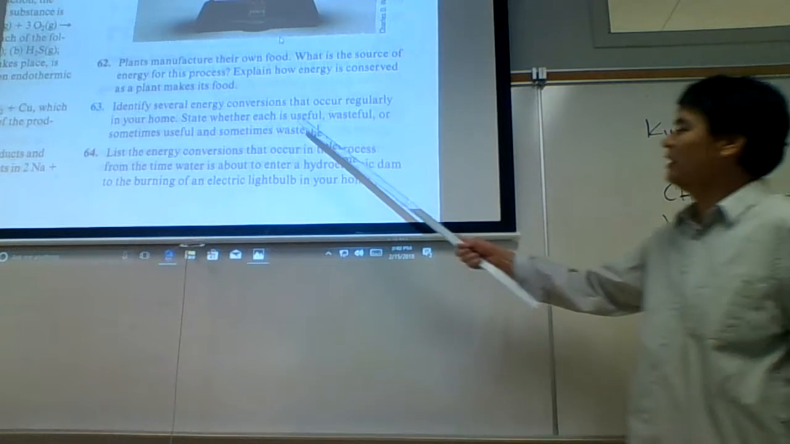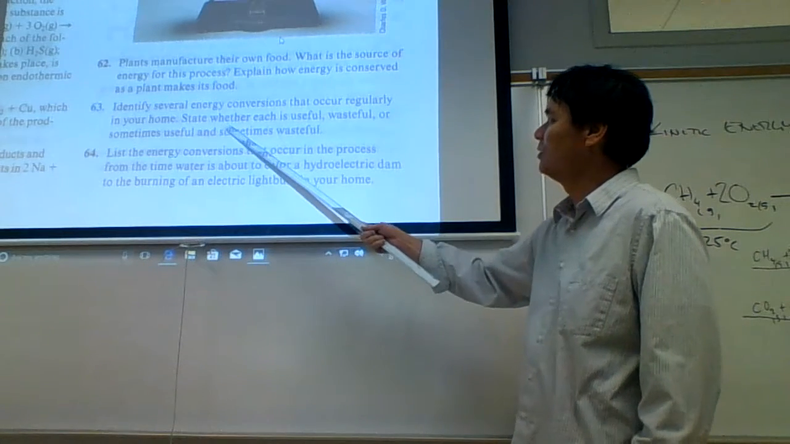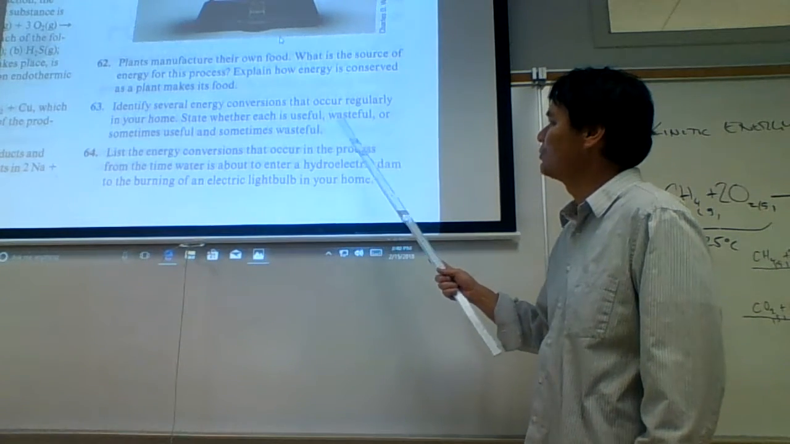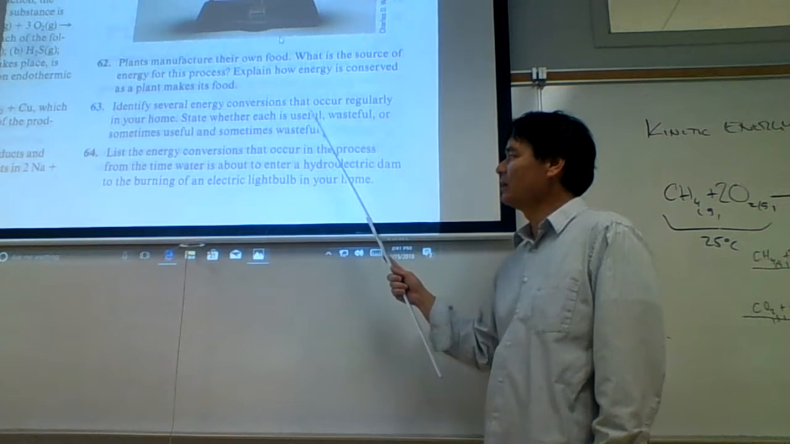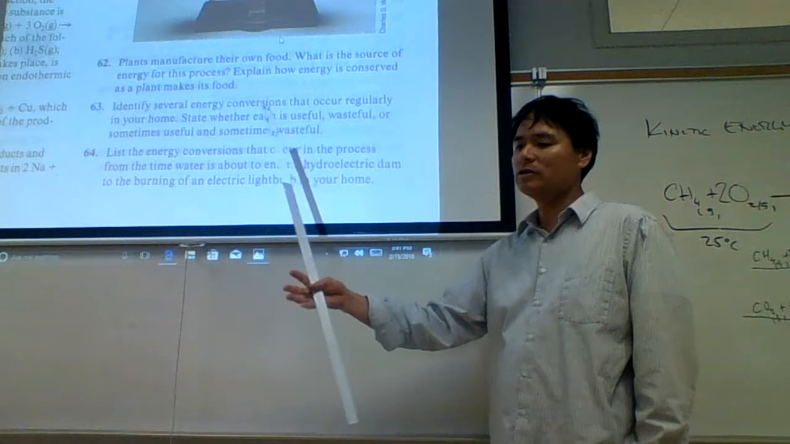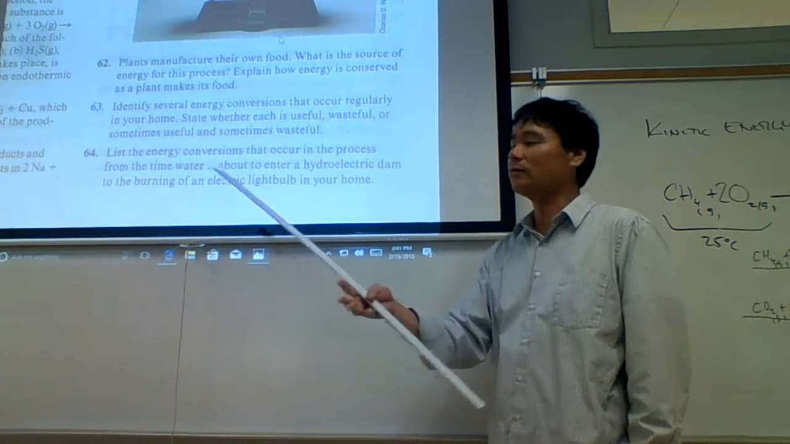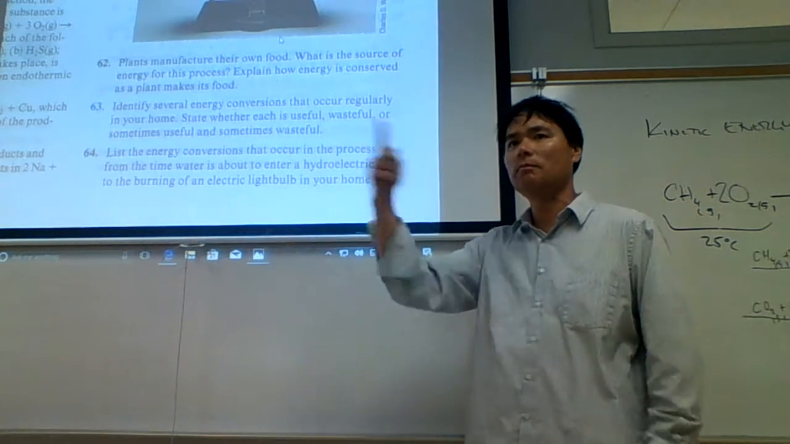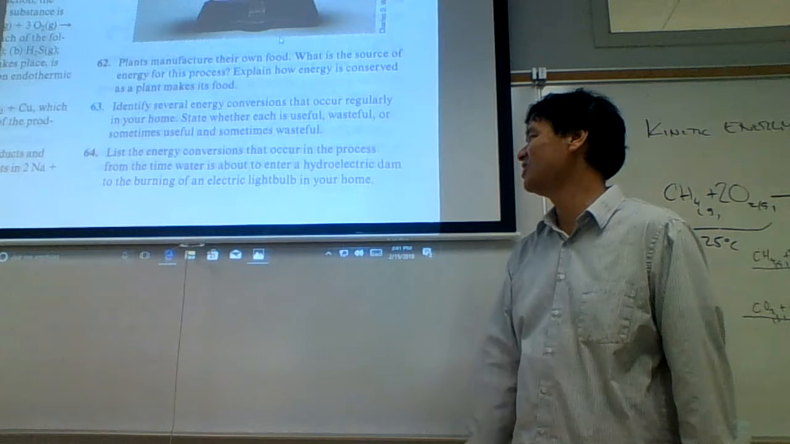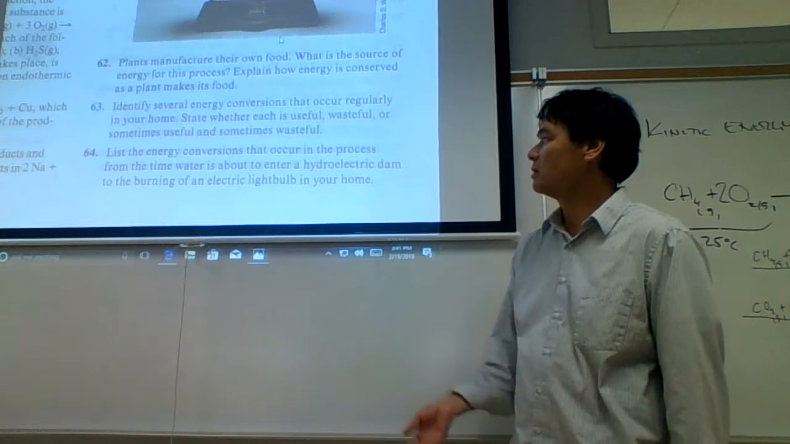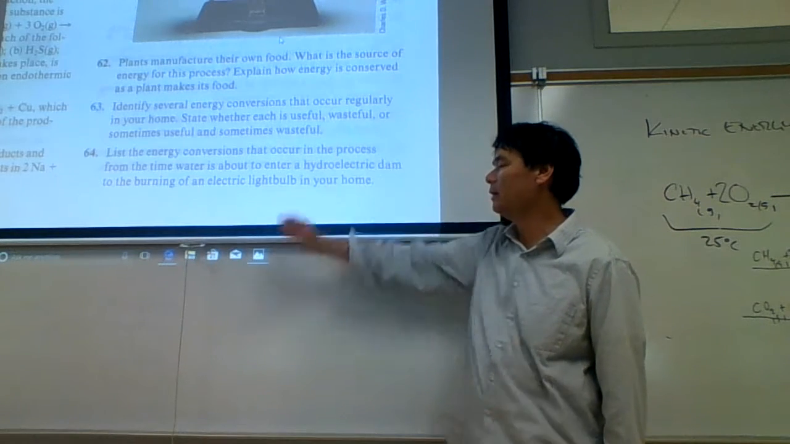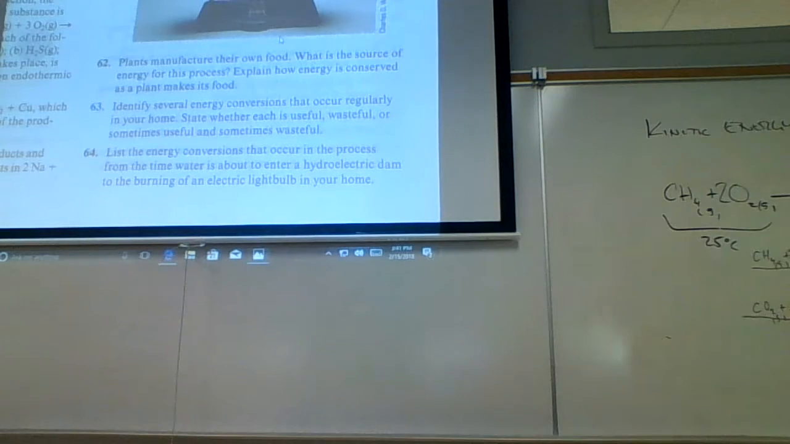63. Identify several energy conversions that occur regularly in your home. State whether each is useful, wasteful, or sometimes useful and sometimes wasteful. This talks about converting energies. So, for example, converting electric energy into heat, or converting electric energy into motion, like a rotational motion, or converting heat into other things. So we'll talk more about that when we dig into energy deeper. So I'm going to skip that question for now.